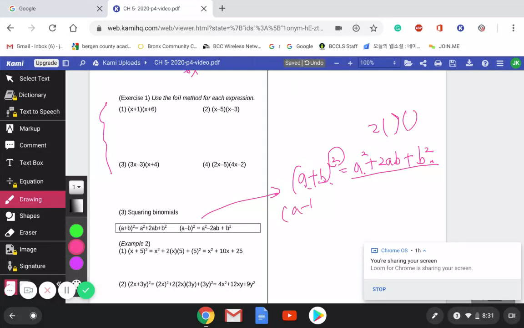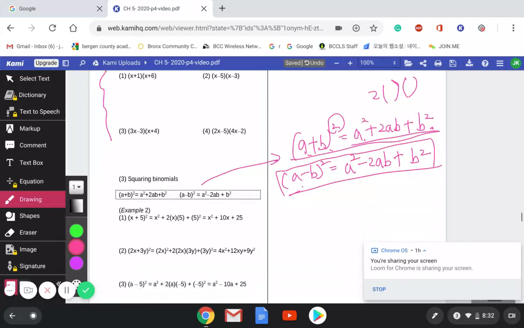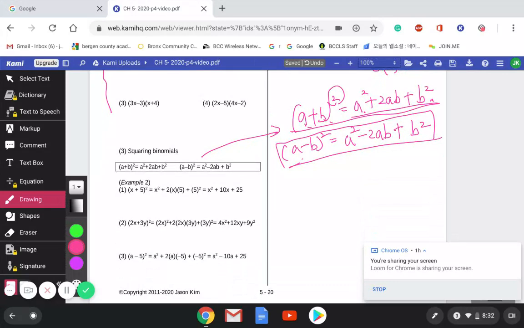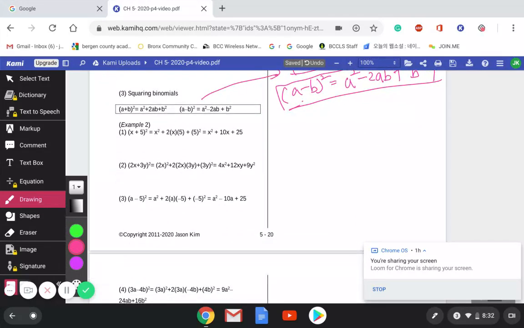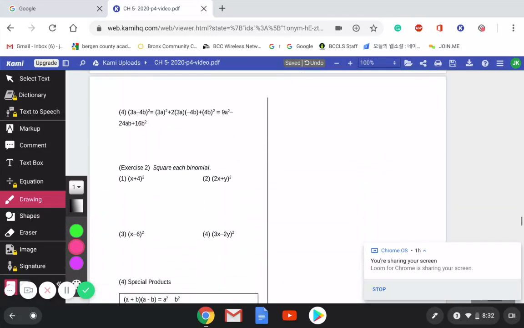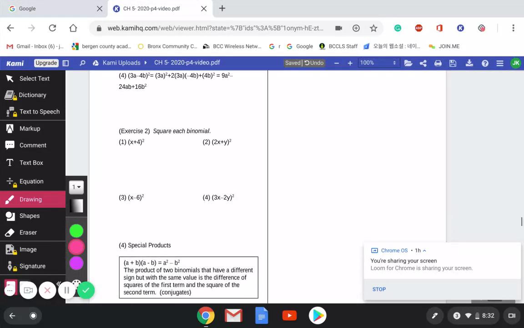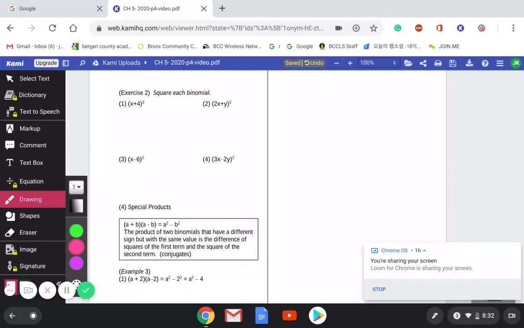If you have a minus b squared, then it always comes as a formula: first one squared, but minus 2 times first one and second one, and plus second one squared. So it's like a formula. This squaring example shows you how to utilize the formula. But I'm going to skip this for now. If you want, you can just try those. The squaring binomial is important as well.